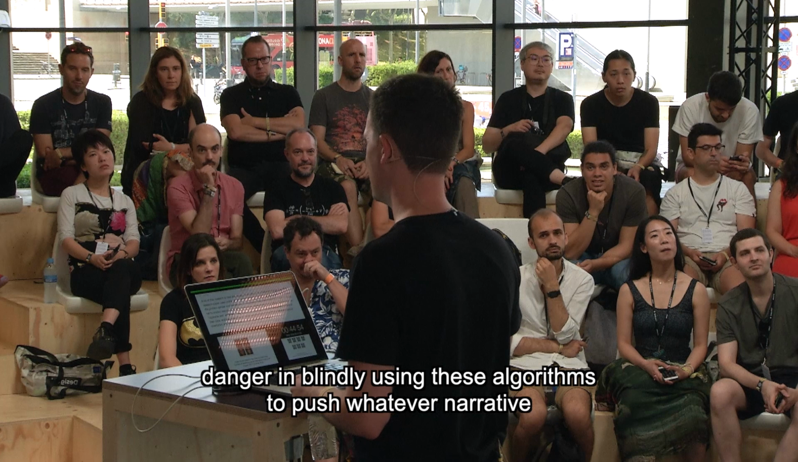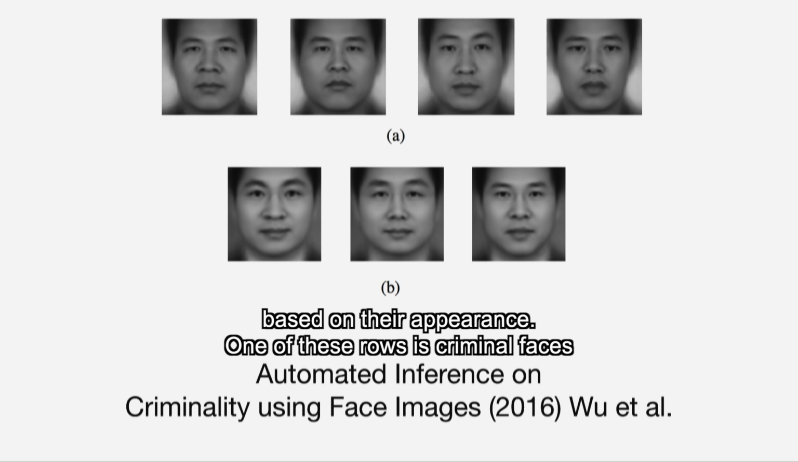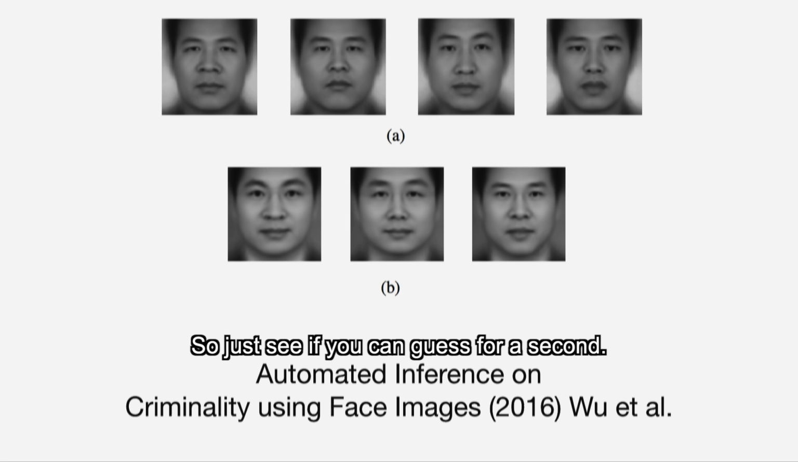There's a lot of danger in kind of blindly using these algorithms to push whatever narrative that you're already excited about. Other researchers are attempting to predict whether someone's a criminal based on their appearance. So one of these rows is criminal faces and the other's non-criminal faces. Just see if you can guess for a second. Which ones are the criminals, which ones are the non-criminals? Let's see how our neural networks do.